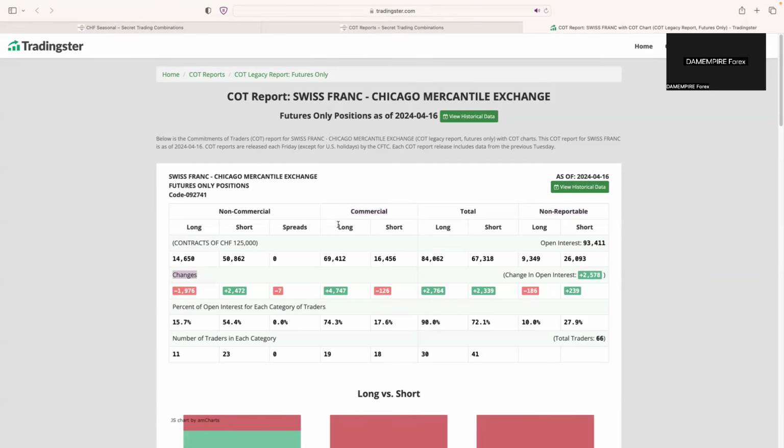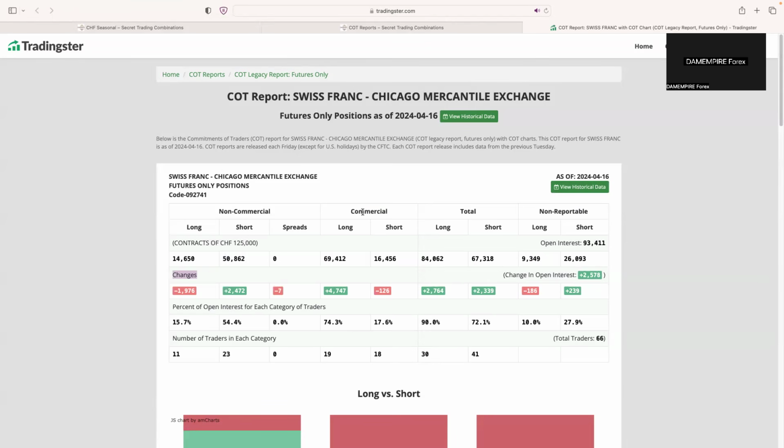Now, that means that in long, what we can see is as of the 16th, and keep in mind, this is a lagging indicator, by the way, it lags for about a week. From looking at this, what we see in the changes is they've added 4,747 positions to the market, and they've taken away 126 positions from the market.